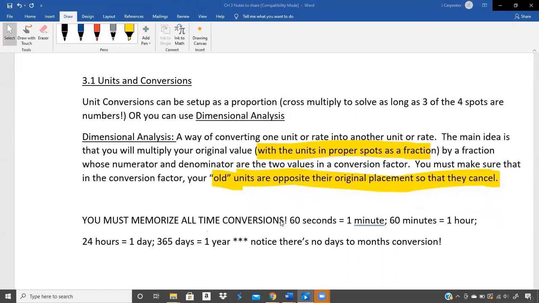Now, I might just ask you to go from days to years. I may ask you to go from seconds to years. You could need one or multiple of these proportions or dimensional analysis setups. So we will, of course, go through all of those different types.